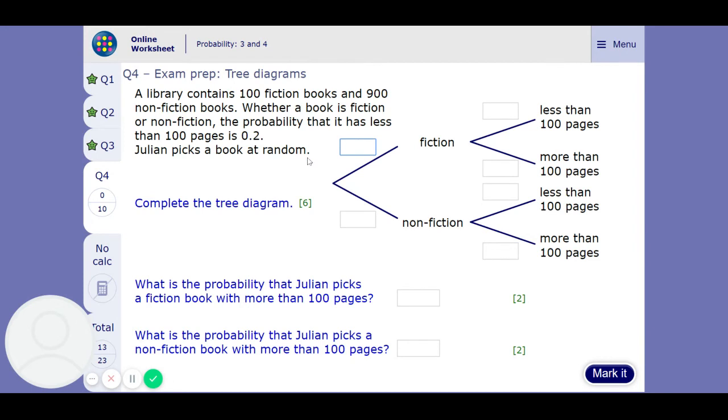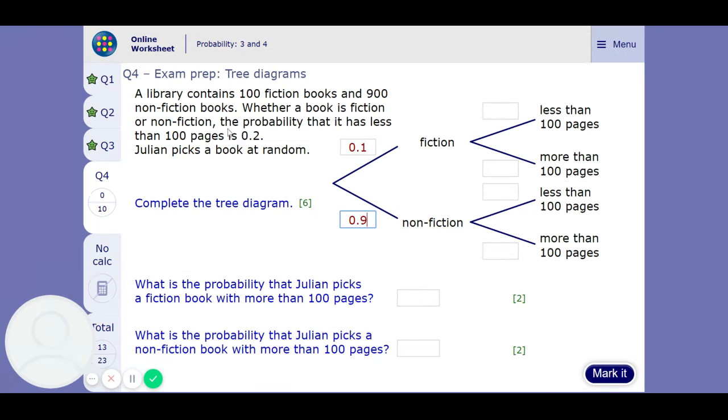So this one's on tree diagrams. A library contains 100 fiction books and 900 non-fiction books. Whether a book is fiction or non-fiction, the probability that it has less than 100 pages is 0.2. Julian picks a book at random. We've got to complete the tree diagram. So 100 fiction and 900 non-fiction. We want to put the probabilities on the branch. So 100 out of 1,000 is 0.1, and 900 out of 1,000 is 0.9.